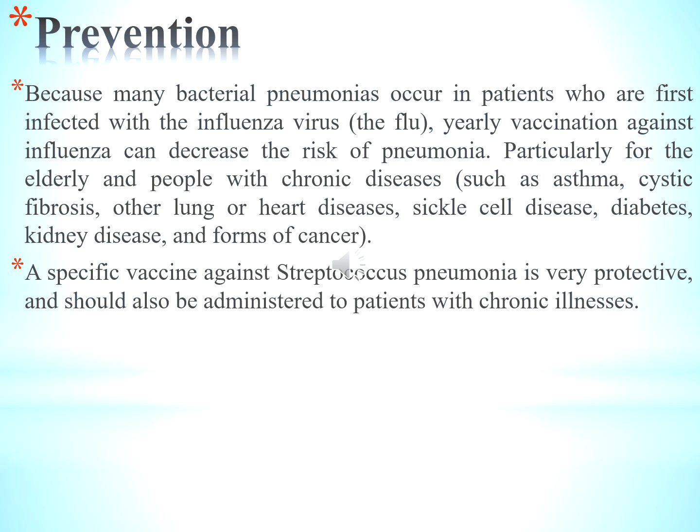So coming to the prevention of pneumonia, many bacterial pneumonias occur in patients who are first infected with the influenza virus. Yearly vaccination against influenza can decrease the risk of pneumonia, particularly for the elderly and people with chronic disease such as asthma, cystic fibrosis, other lung or heart disease, sickle cell disease, diabetes, kidney disease, and some forms of cancer. A specific vaccine against streptococcal pneumonia is very protective against this and should be administered to patients with chronic illness.